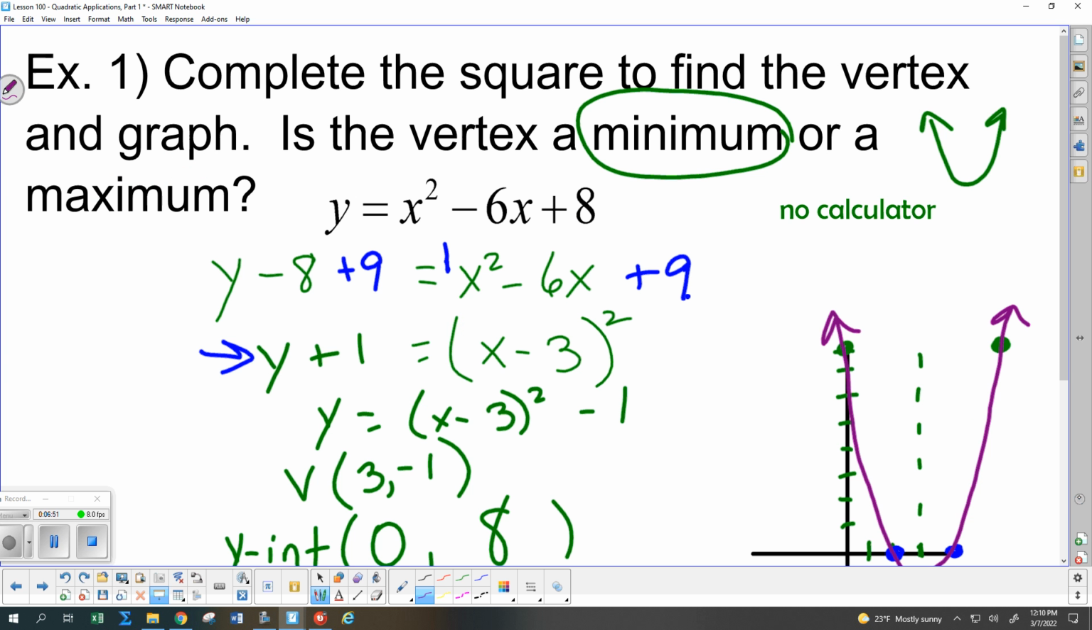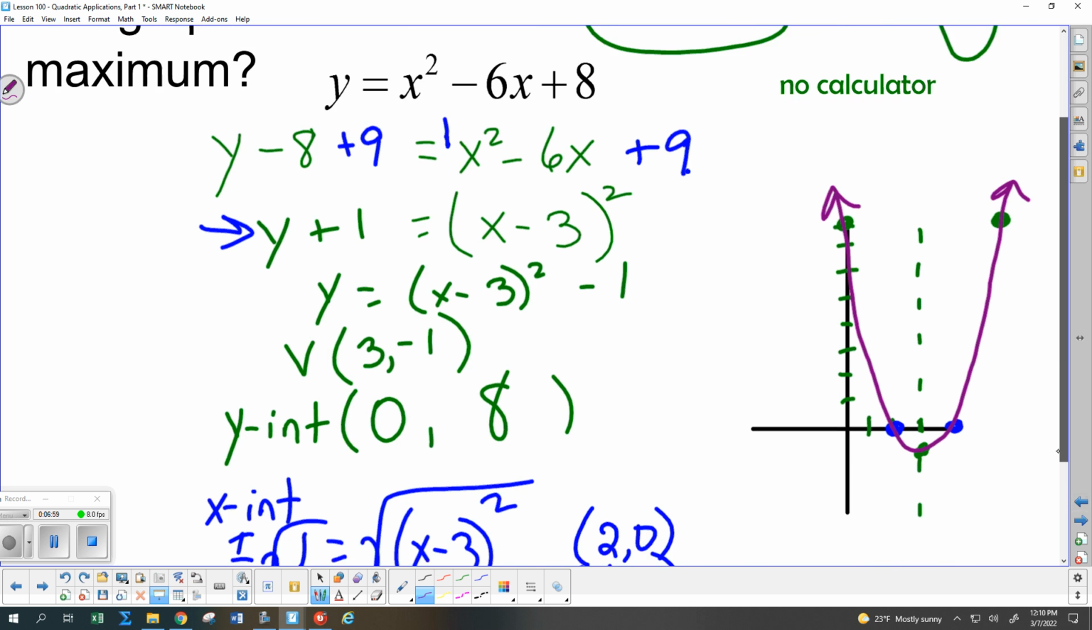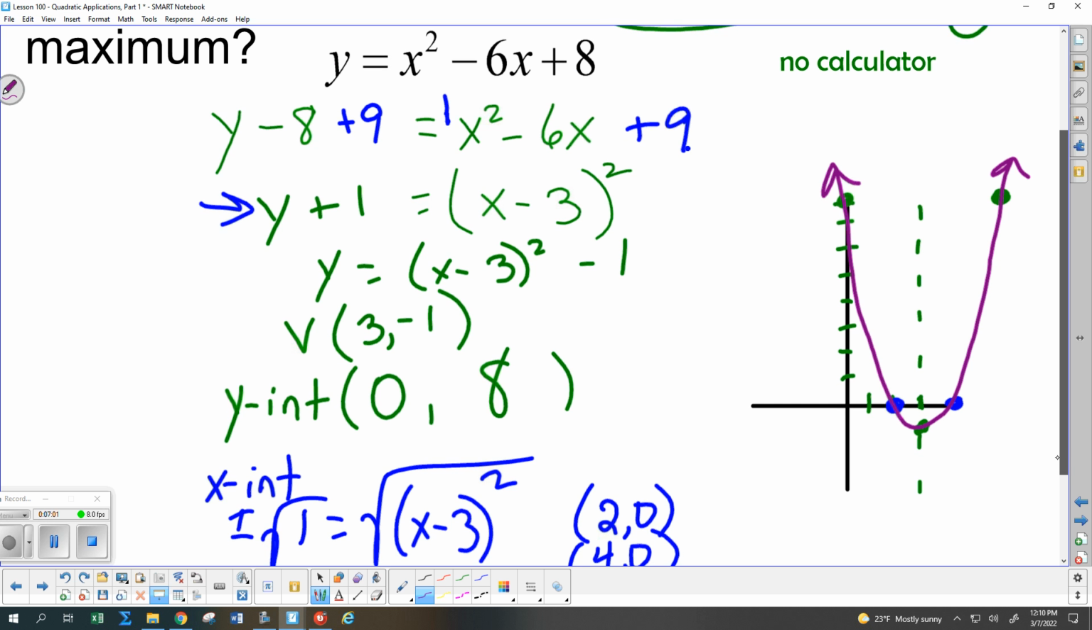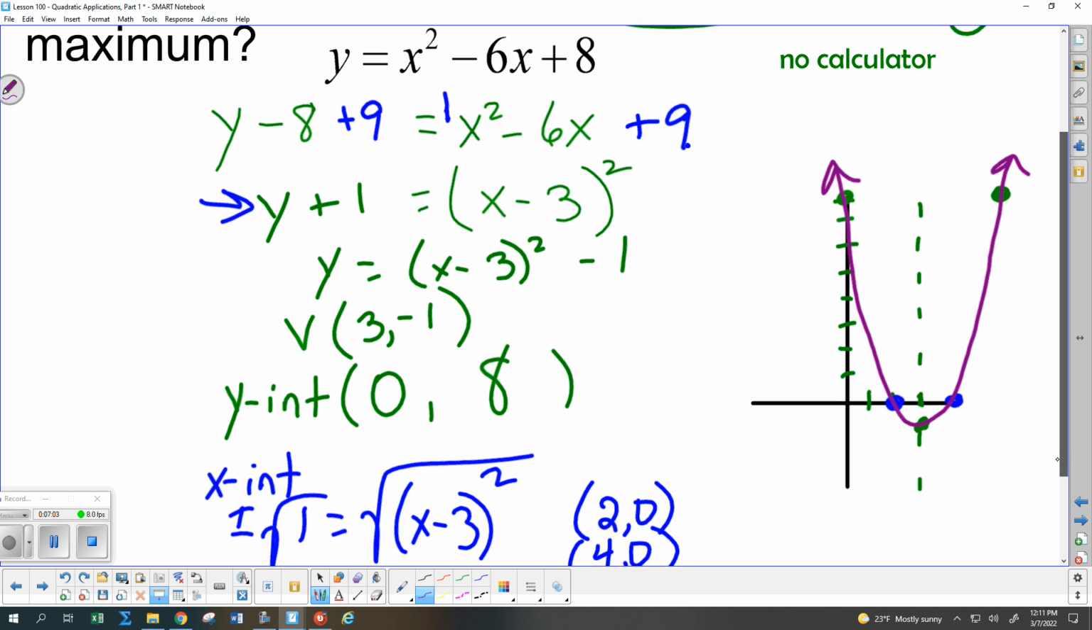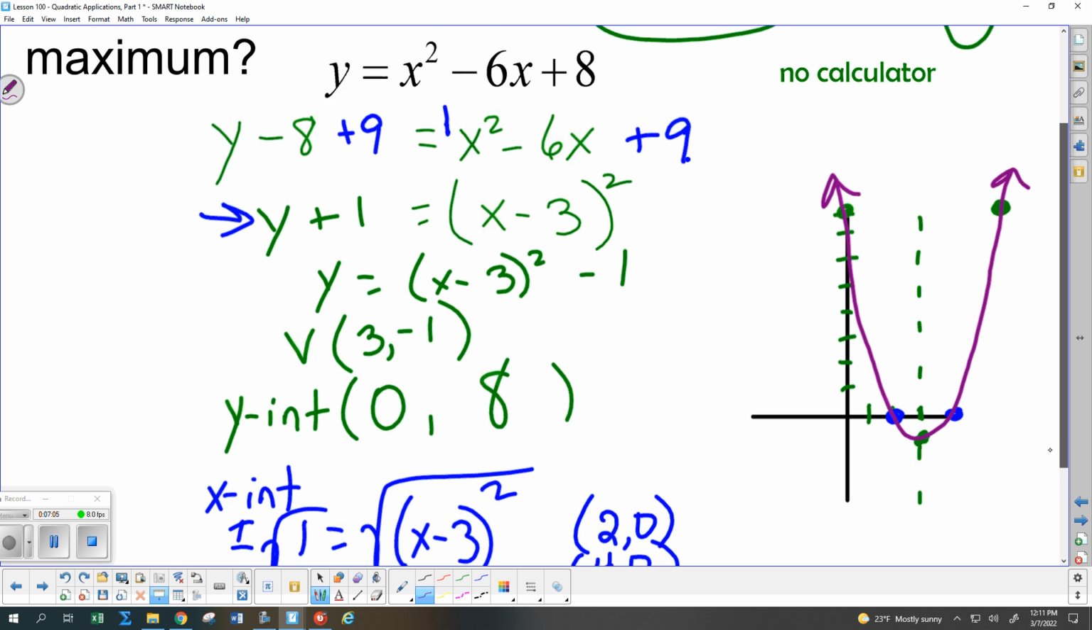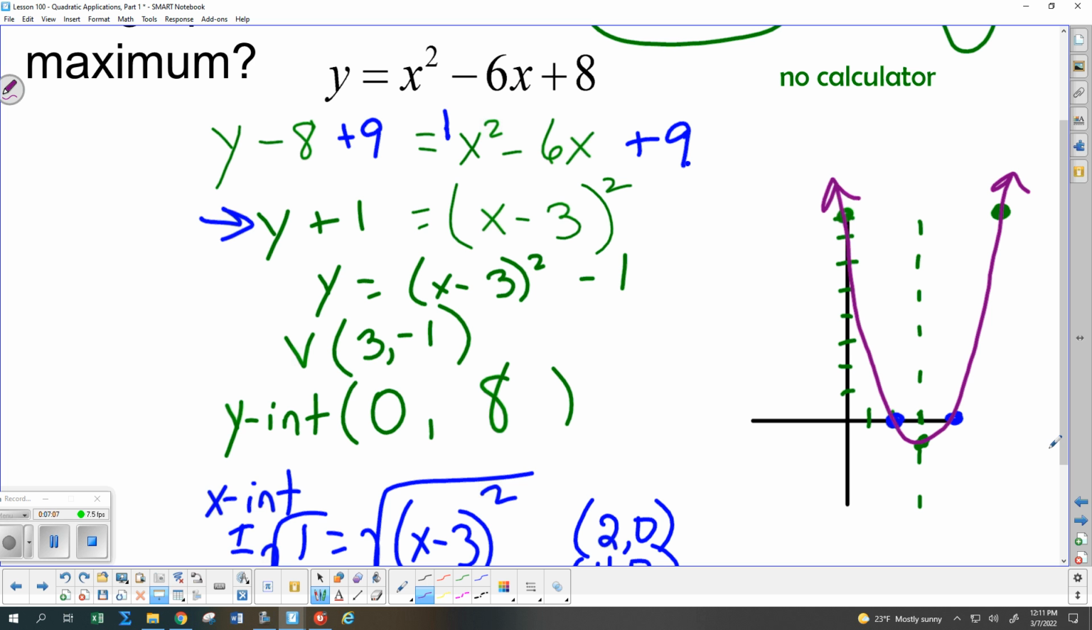Did it say to? Did I miss that? No, it did not say to do that. We could have, but would the discriminant have been positive, negative, or 0 if we had done that? It would have been positive because we had two. And since that's a good question, let's go ahead and calculate it real fast.